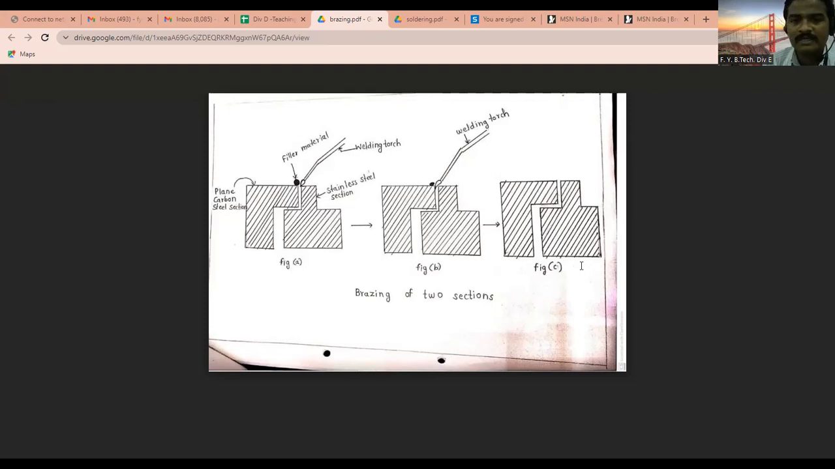So this is the two-dimensional component. If there's a 3D, that also I will show.